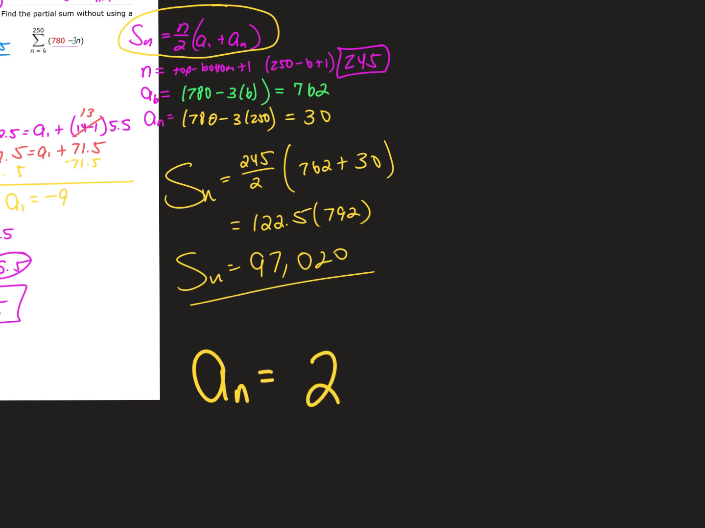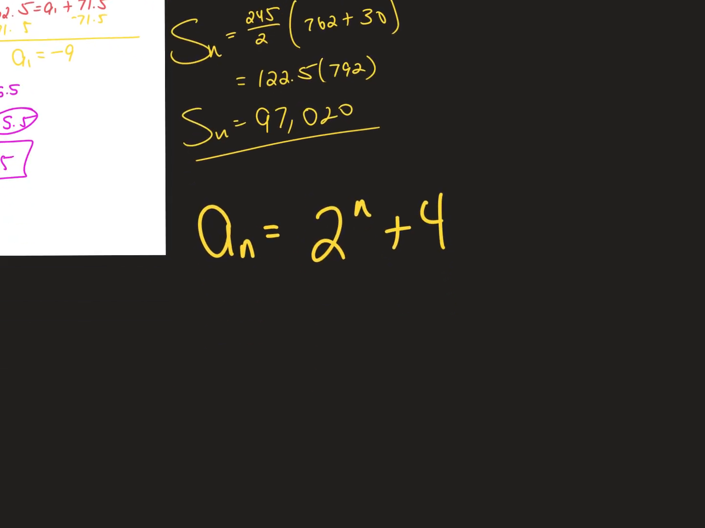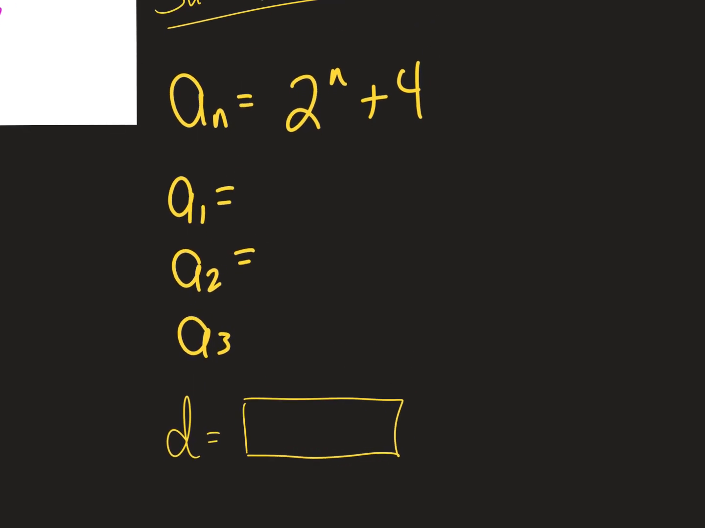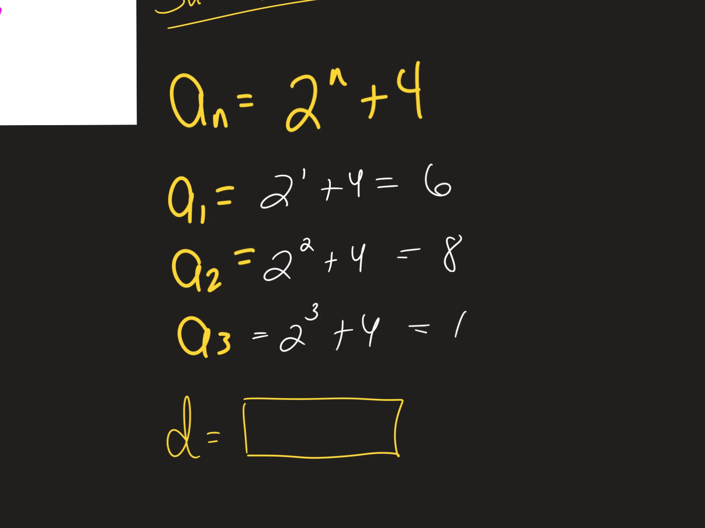One more thing. I keep getting the same question. I said it yesterday, but I'll say it again. I have this sequence, and it says find a sub 1, a sub 2, a sub 3, and then it asks for the common difference. First of all, can you find the first 3 terms? Yeah, what do you plug in? 1, 2, and 3. What I need to see from you guys in order to get credit is 2 to the first power plus 4 equals 6. 2 to the second power plus 4 equals 8. 2 to the third power plus 4 equals 12. You guys agree? Now, what is the common difference here?